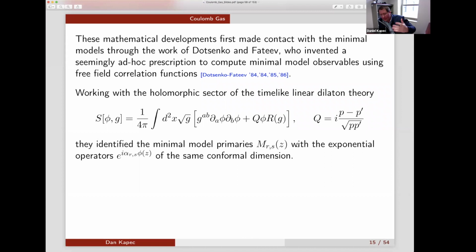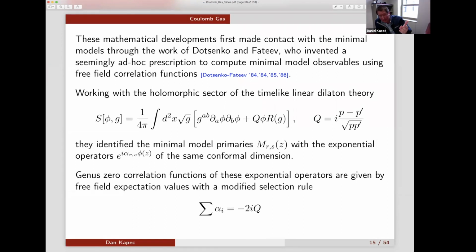They said, Feigin and Fuchs showed us that a free scalar gets the representation theory in these models correct. Maybe it's also the case that you can use a free scalar to calculate the actual correlation functions in these models. So they took this time-like linear dilaton, you set Q to whatever you need it to be to reproduce the central charge, and then you just go through the list of exponential operators and pick out the ones whose dimensions match those of the minimal model primaries.